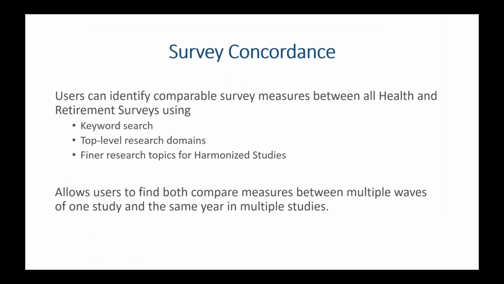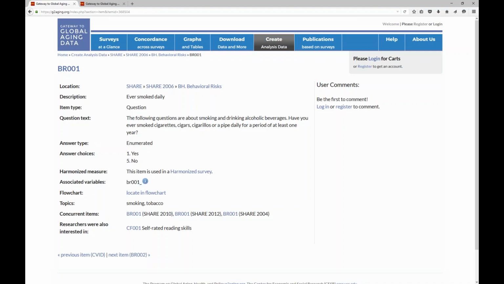Often though, you might not want to spend your time using Surveys at a Glance in that way. You might just want to use a concordance, which is a search tool that we have. So with this survey concordance, you can identify comparable survey measures between all health and retirement surveys. You can use that by searching by keyword, searching by top-level research domain, or for those harmonized studies, those user-friendly data sets which we produce, you can select finer research topics. And this allows you to compare measures between multiple waves of one study or multiple studies. So let's go to the survey concordance next.